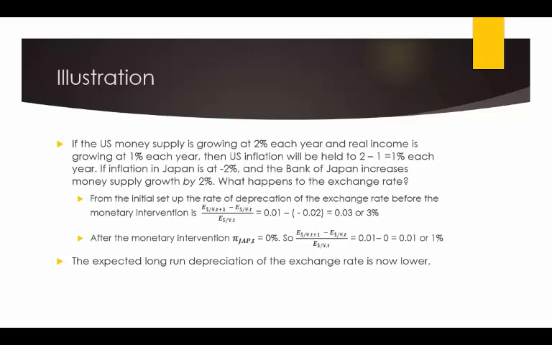After the intervention, however, the Japanese inflation rate is expected to rise to 0%. As a result, the expected depreciation of the dollar-yen exchange rate is now 1% as computed. So the monetary policy enacted by the Bank of Japan reduces the long-run expected depreciation of the dollar-yen exchange rate by 2%.